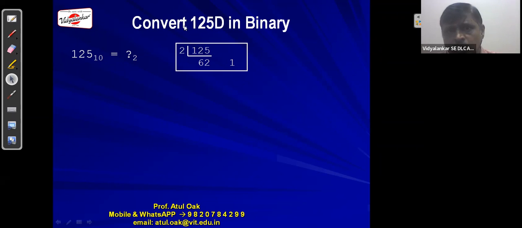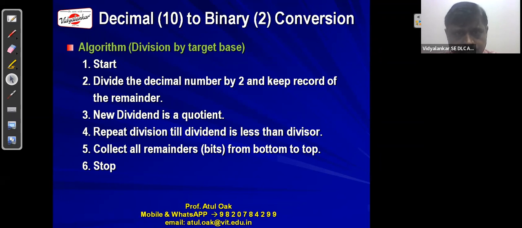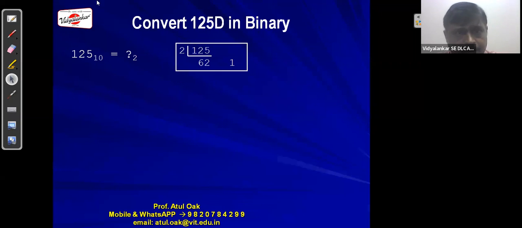Question is, convert 125D, D means decimal, okay. 125 decimal, base is 10, in binary, okay. That is the question. Let's apply this algorithm, okay. 125 decimal is equal to how much binary? That is the question, okay. Let's apply the algorithm.